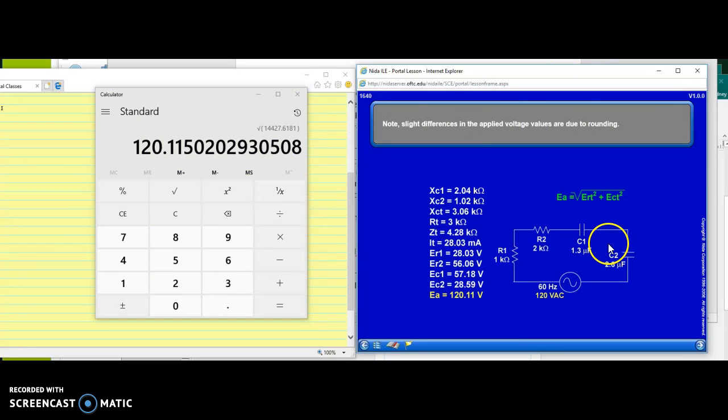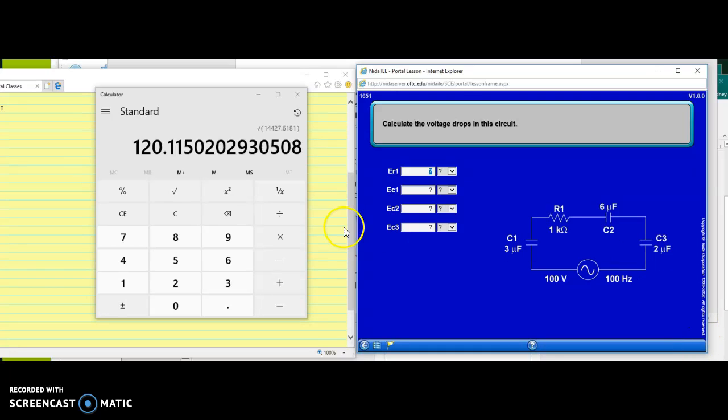We're going to get some slight variances. If we carried this out to 8, 10, 12 digits, we'd be almost dead on the money. So now we get to do one on our own. So get ready to strain your brain a little bit.